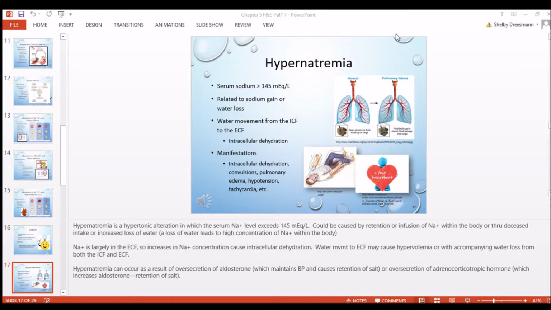drawing it again, so many dots. So we're talking about serum levels, so we're talking outside of the cell. Hyper, so more solutes outside of the cell. The water is going to follow these solutes and cause dehydration.